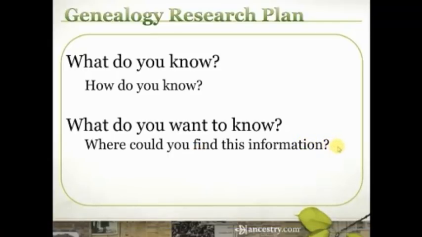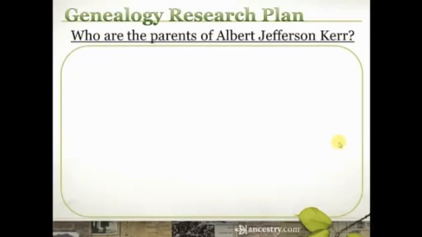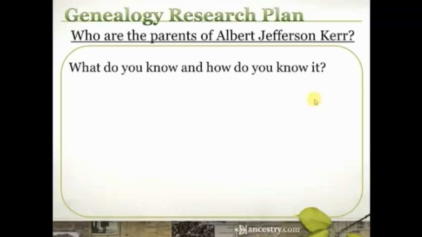Okay. So here is how this works in a real life situation, just so you get an idea of how I walk through this myself. So the question, or the specific goal, is: who are the parents of Albert Jefferson Kerr? Now remember the process. The process is, what do you know and how do you know it? So a couple of things that you can do in this process. There's a big secret that professional genealogists keep, and that is that we do a lot of writing.